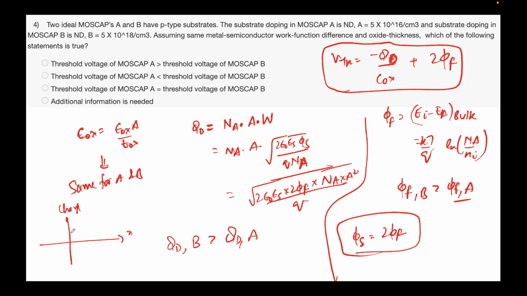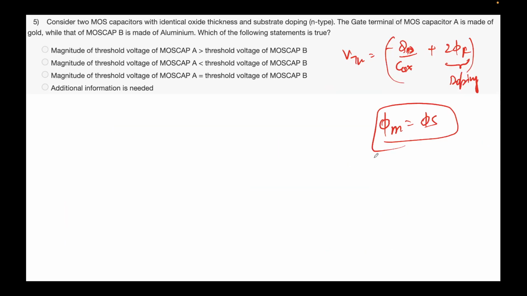No, something will change, because please remember, now phi ms, we have assumed phi m equal to phi s throughout this. This is not the case anymore, right? So essentially the modified expression of VTH will look something like this. This term is due to the metal semiconductor work function difference. So phi m for gold, I think, let me just check, I have it somewhere. So for gold it's 5.1, for aluminium it's 4.1 eV.